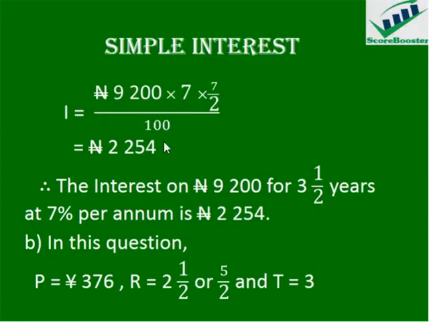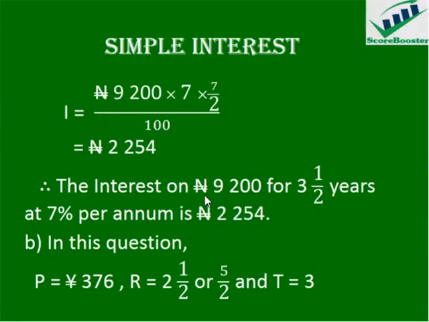2,254 naira. The meaning of per annum is that in a year the rate is going to be 7%. In 2 years it's going to be 14%. In 3 years it's going to be what? 21%. So that's the reason why you have to multiply the time with the rate. You know that the rate is 7% per annum. So for you to calculate for 3.5 years, you multiply the rate with the time, and then the principal, and divide everything by 100. So the interest on 9,200 naira for 3.5 years at 7% per annum is 2,254 naira. Now we move to the second question.